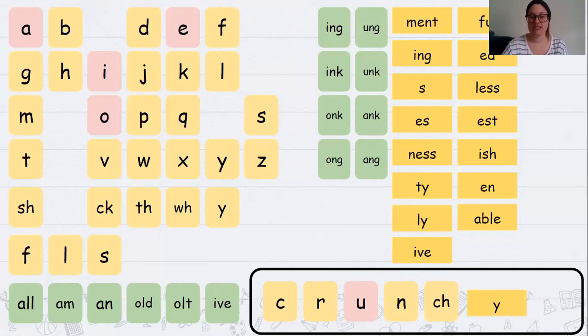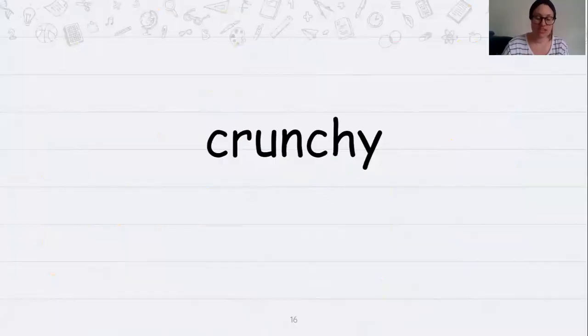All right, say it, tap it, and write it. This word is crunchy. Say it with me, crunchy. Good. When something is crunchy, it describes something that has a crunch to it. What is something that you might say is crunchy?